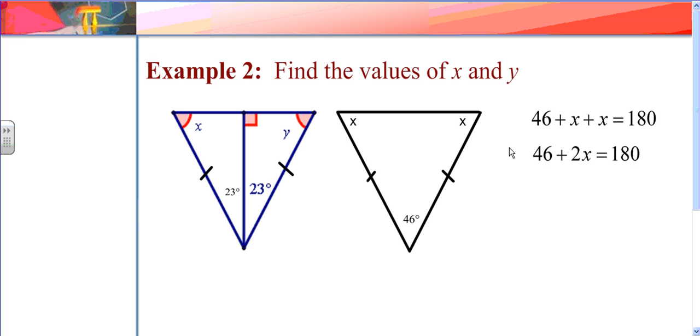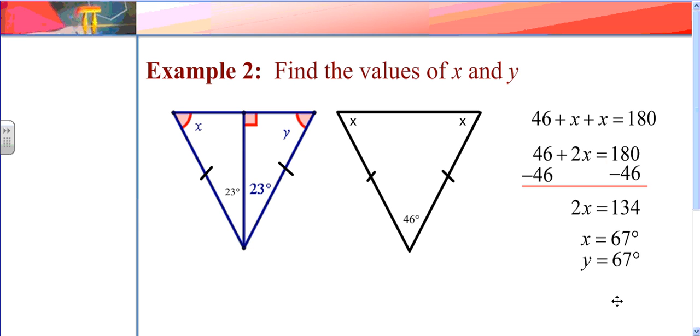If I were going to solve that, of course I'm going to subtract 46 from both sides. And so 46 subtracts to 0 over here, so we're going to get 2x is equal to 134. And then of course I would divide both sides by 2, and I would get x is equal to 67. But of course if x is equal to 67, y is also equal to 67 because x and y were really the same value.